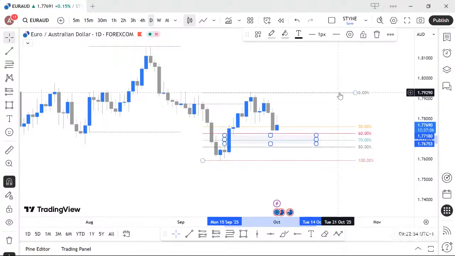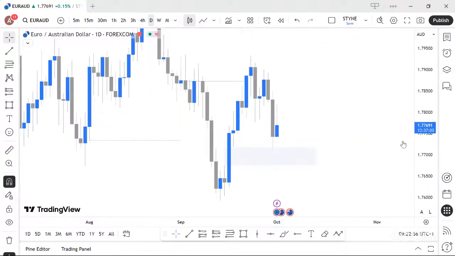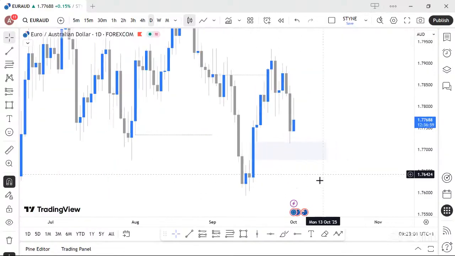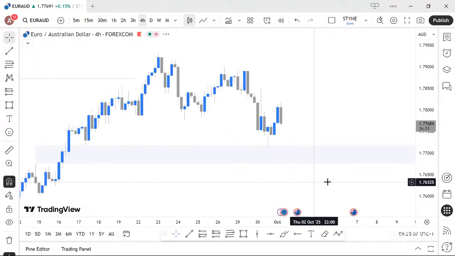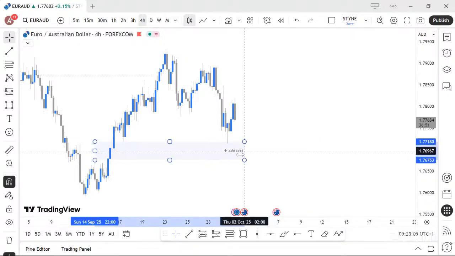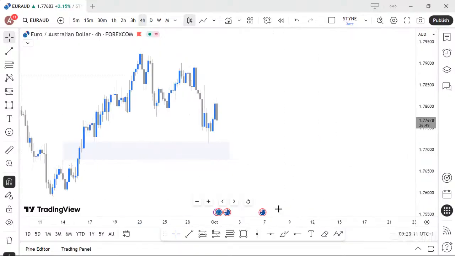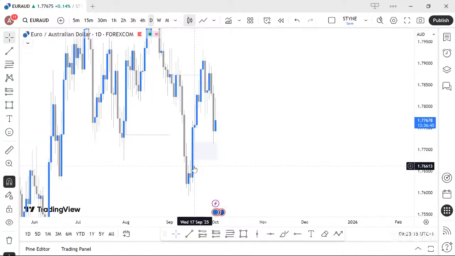Let me delete the Fibonacci. The discounted area was the daily time frame fair value gap that you can see here. That is what gave birth to this leg that you are seeing here. So on the 4 hour time frame now, there is a possibility that price wants to do something like this, since that fair value gap is still very much open, even up to this point where there is an order block here.